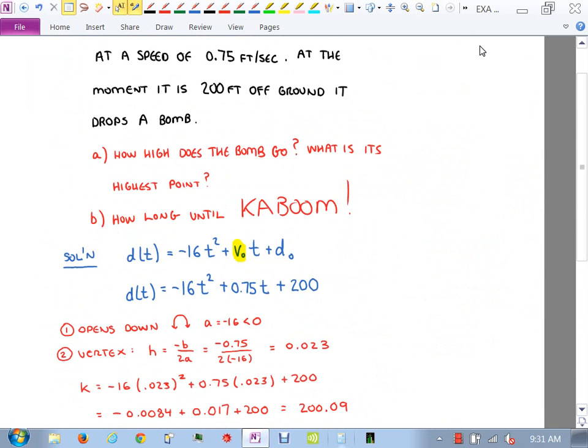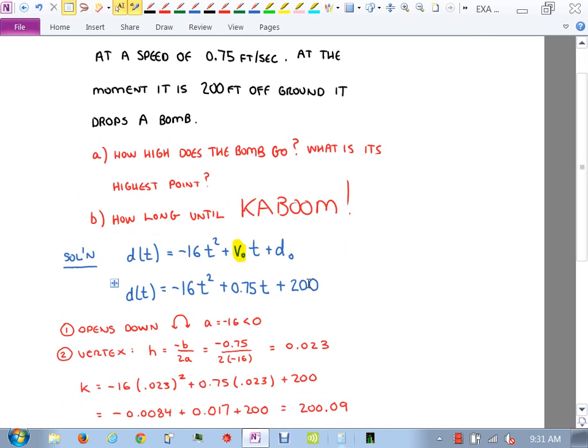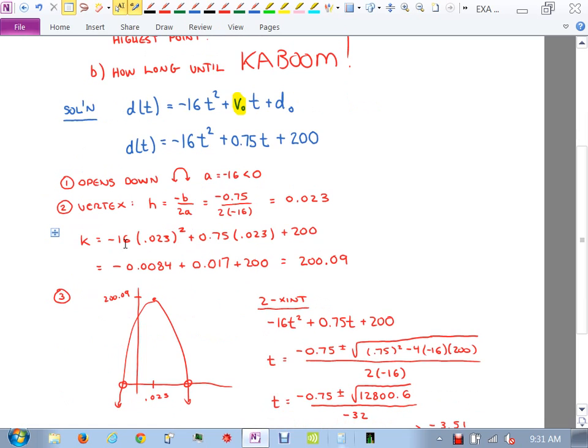Okay, so here's the problem that you were asked to do. It was the helicopter problem. And here was the function. We actually did that in class last time. We created the function. And then here's the work for it. So I'm just going to talk through it. I'm not going to work it out.